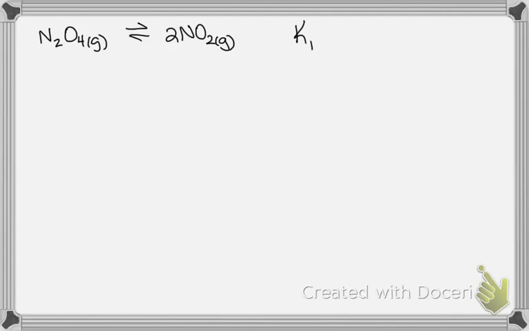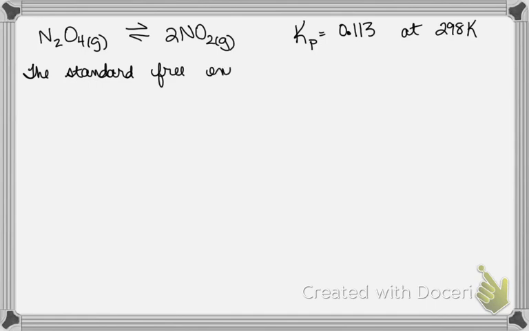The equilibrium constant for this reaction is 0.113. What does the P mean? It means it was calculated using pressures. The standard free energy change with this equilibrium constant is 5.4 kilojoules per mole.